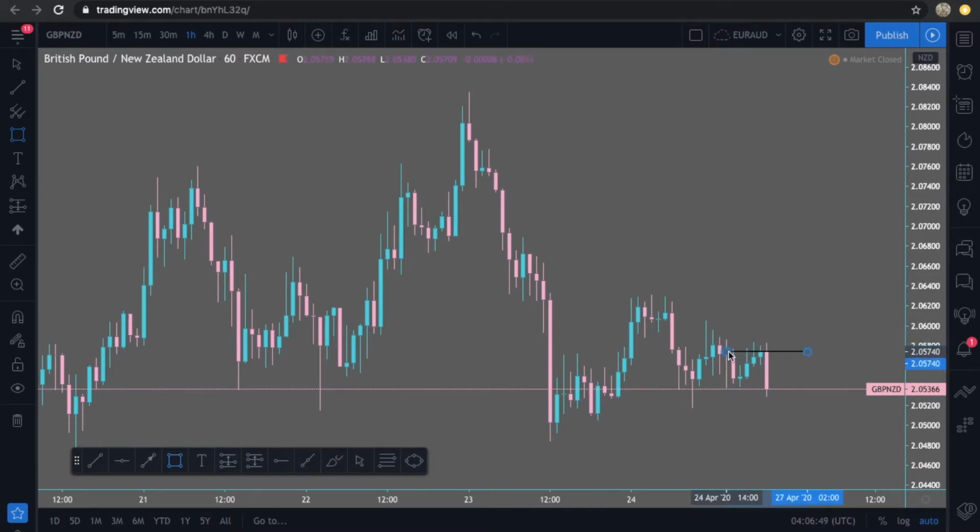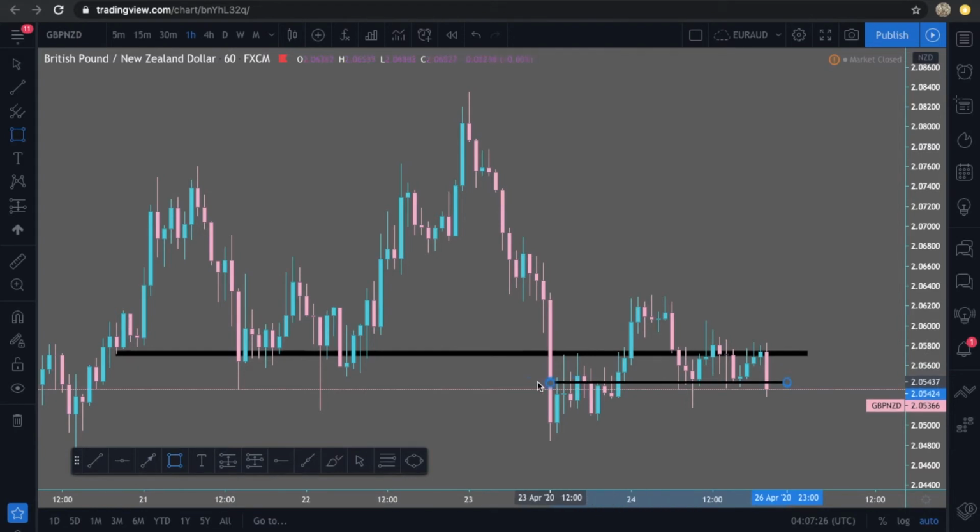Take the rectangle and I drag it out as much as I can to see what's been happening in the past few hours or few days. Now I go on and draw support. You want to look at a bullish candle that went to the resistance that we drew. So what I see right now, I see a support made in this area.